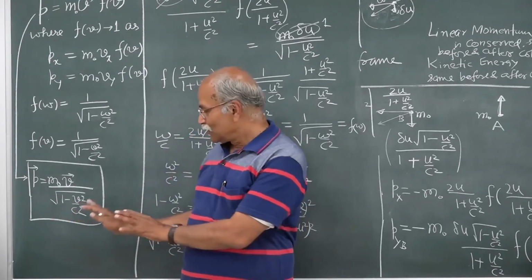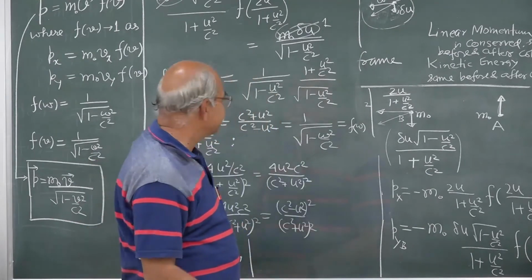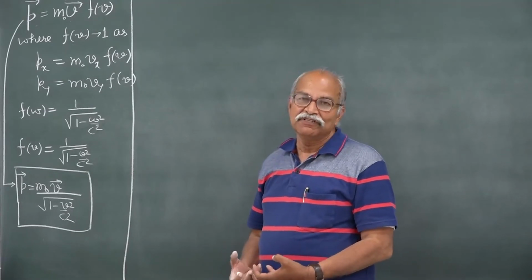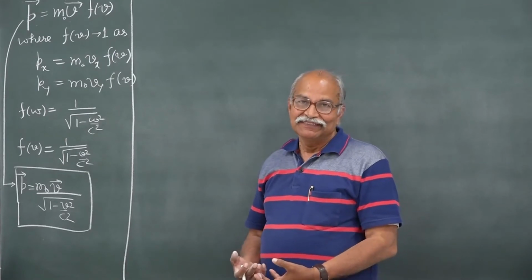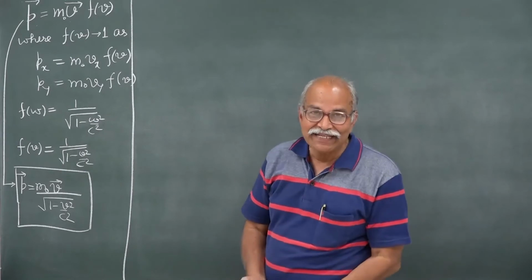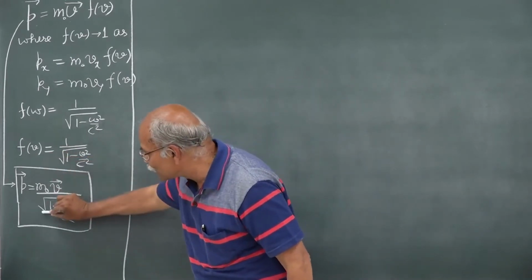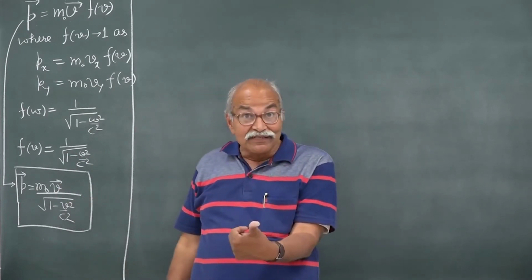So, let us talk more about this. Let me first make some space. Now, people still love that old definition P equal to m into v, and you can use that also, provided you define this quantity m naught divided by square root of 1 minus v square by c square as mass.